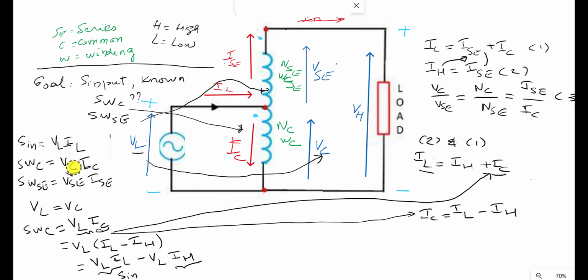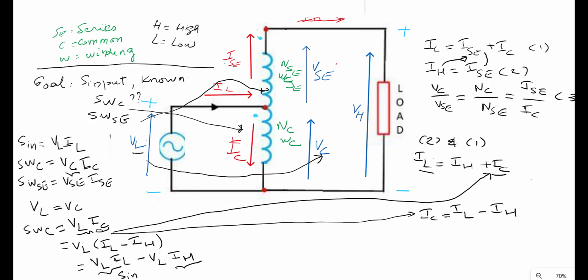SWC is equal to VC times IC, and SWSE is equal to VSE times ISC. So we're going to work on SWC first. If you notice, according to the diagram, VL and VC are the same voltage. So I can replace VC by VL. And so using this equation right here, I put SWC is equal to VL times IC.